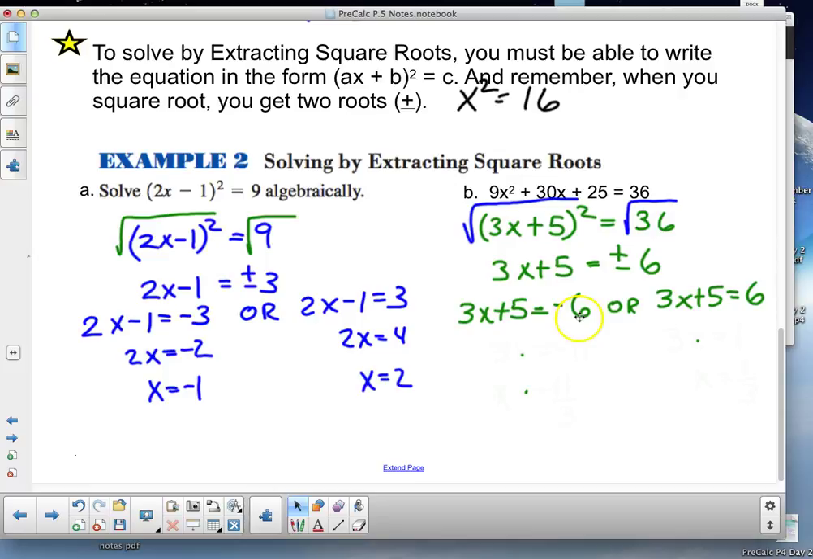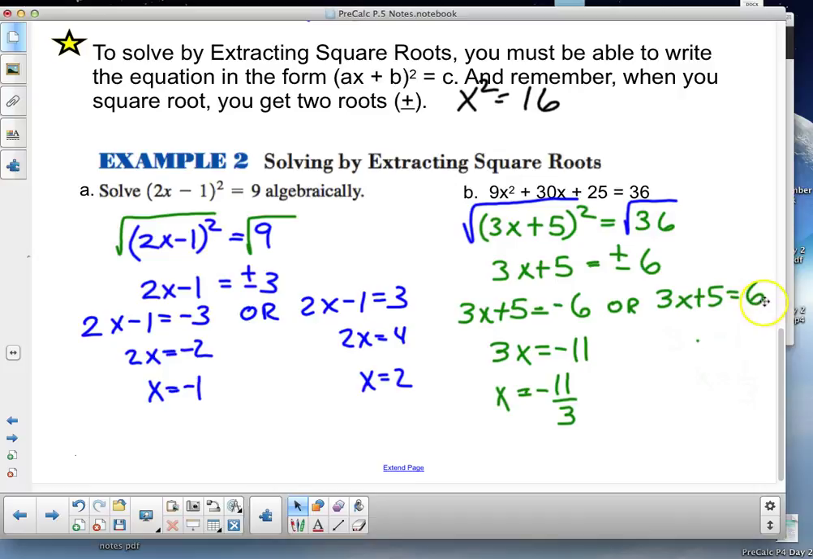So now subtract 5, and you get 3x equals negative 11, and divide by 3 and find out x is negative 11 thirds. Let's make sure that we're making fractions our friends on these too, by the way. Fractions are friends, all right? They're not food.